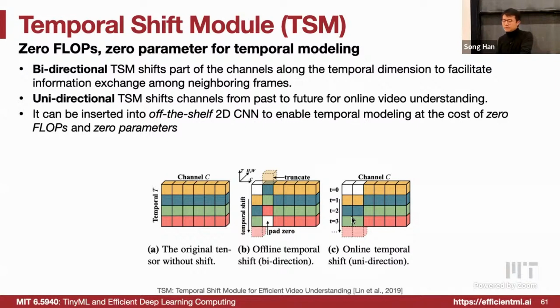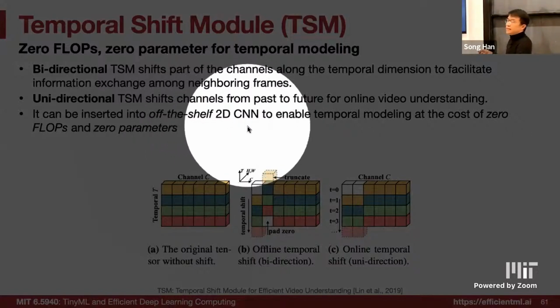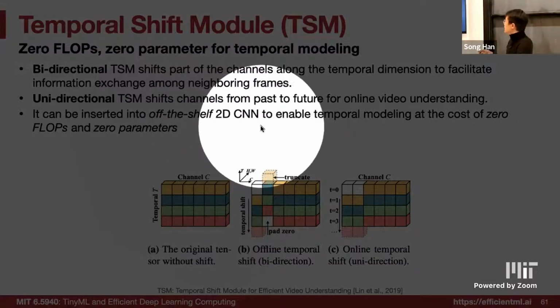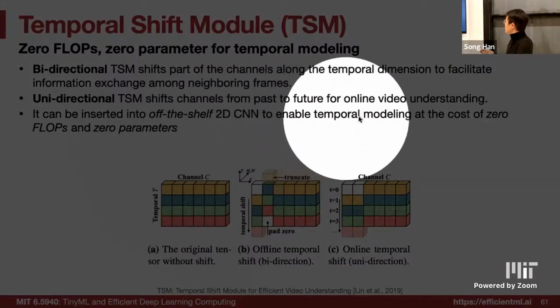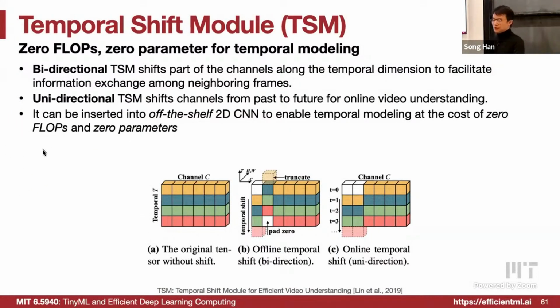So as a result, it has this diminishing weight all the way to the very first timestamp. So in this way, we use zero flops. Since the shift operation, you can just move the pointer without moving the data. And there is no parameter associated with the shift operation. Okay, so very effective technique to do temporal modeling in this way. And it can be inserted into off-the-shelf 2D CNNs. If you have a pre-trained 2D CNN, just off-the-shelf CNN, to enable temporal modeling at a cost of 0 flops and 0 parameters.